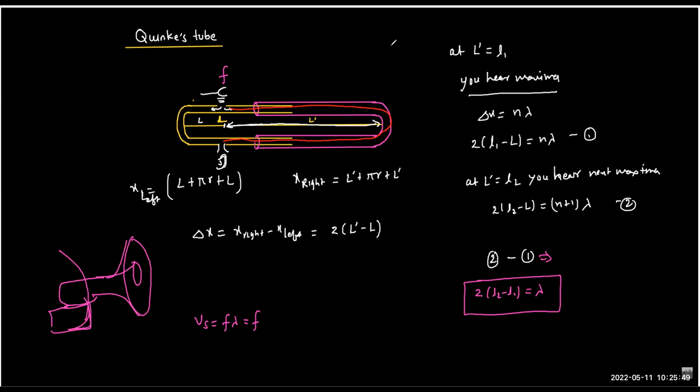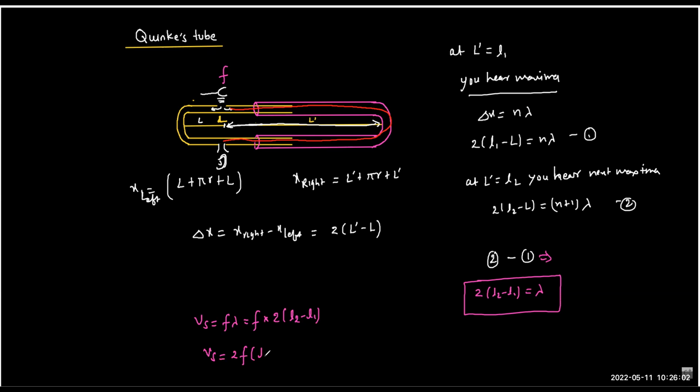So let me search for the diagram. Anyway, this you can write as: the velocity of sound is 2f into (L2 minus L1), like this. Let me search for it.